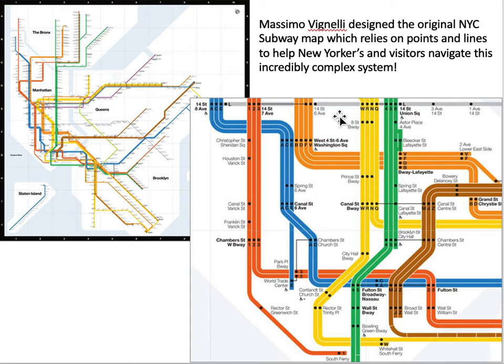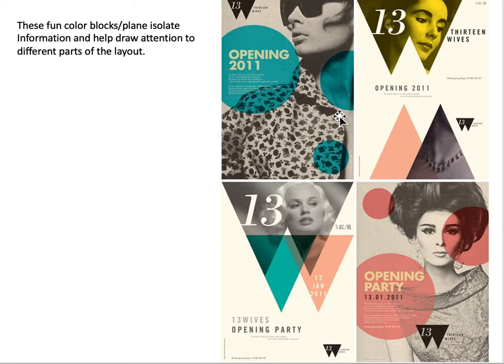Massimo Vignelli designed the original New York City subway map, and this really relies on points and lines to help New Yorkers and visitors navigate this incredibly complex system. He reduced it to its essential elements so it could take this complex system and make it easier to navigate, easier to understand. These fun color blocks and planes isolate the information and draw attention to the different parts of these layouts.